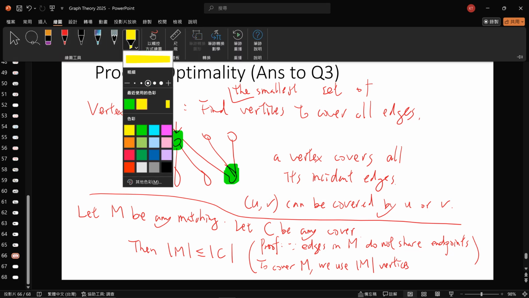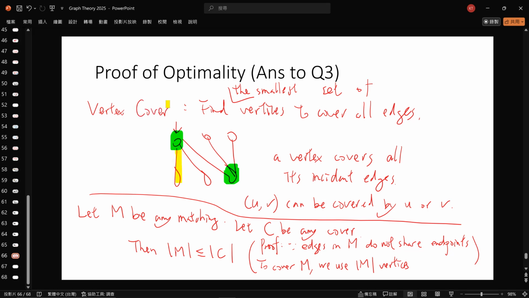like this matching. Okay, so for this matching, it has 2 edges, and these 2 edges do not share endpoints. So to cover these edges, you cannot use one vertex to cover multiple edges. Every time you have one vertex, it covers at most one edge in the matching. So say you have 2 edges in the matching, then you have to use at least 2 vertices to cover the edges in the matching, okay?